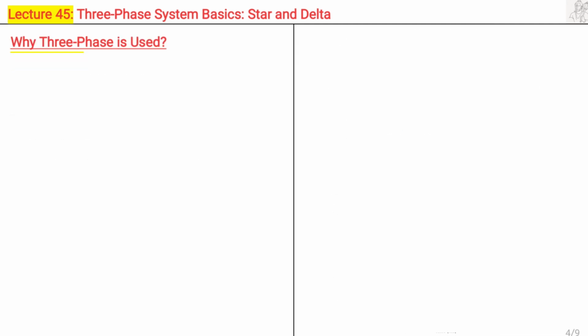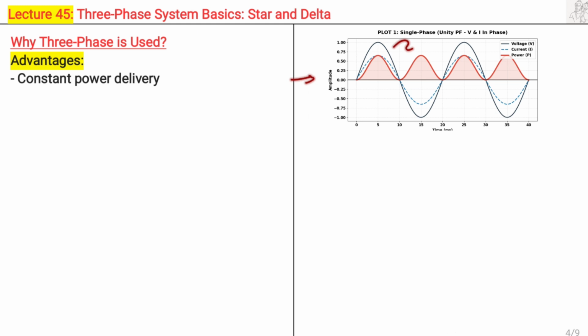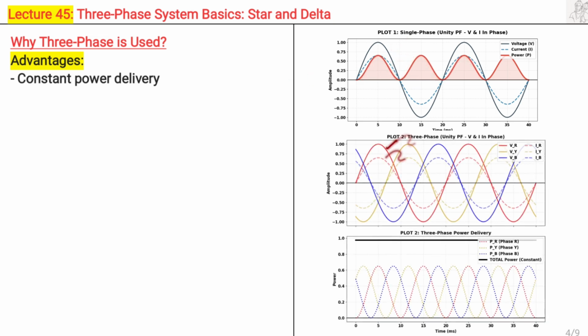So why is the three-phase system used? The first advantage is that it provides constant power delivery. For a single phase system, this is a voltage wave, this is a current wave, and this red wave represents the power wave. So power is pulsating in nature, but for a three-phase system like this, the power is represented by these kinds of waves, and when we add these three individual powers we get this power. This power is constant, therefore we obtain constant power in a three-phase system. Therefore three-phase systems are more efficient.